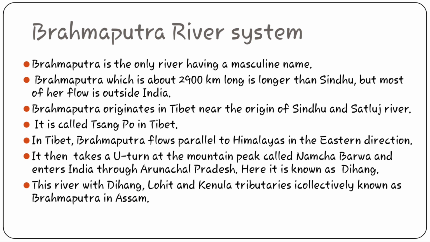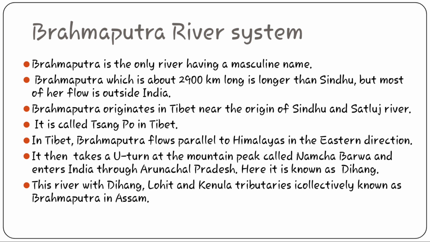In Tibet, Brahmaputra flows parallel to the Himalayas in the eastern direction. It then takes a U-turn at the mountain peak called Namcha Barwa and enters India through Arunachal Pradesh. Here it is known as Dihang. This river with Dihang, Lohit and Kenula tributaries is collectively known as Brahmaputra in Assam.